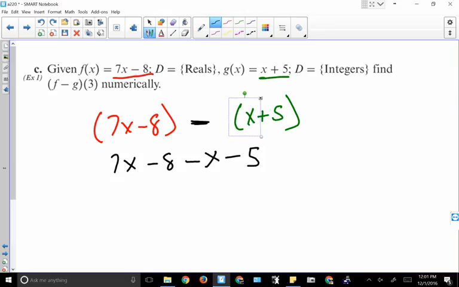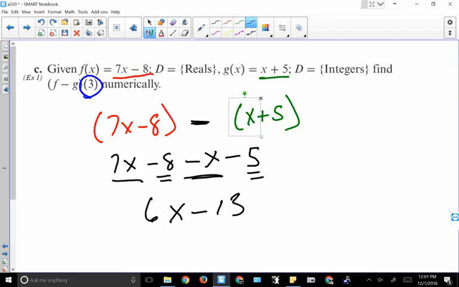So combine this together, you get 7x minus x. Those two are like terms, so I end up with 6x, negative 8, negative 5 go together, so I get negative 13. So does that make sense how to get to that point? Remember, all we're really doing is combining addition of like terms and putting just two things together. 7x minus x gets you there. So now, what value are we supposed to put in?